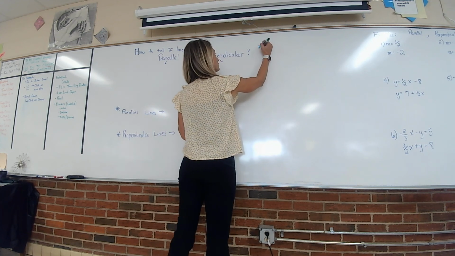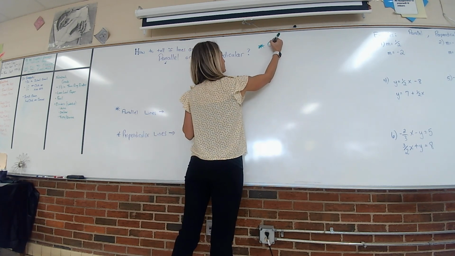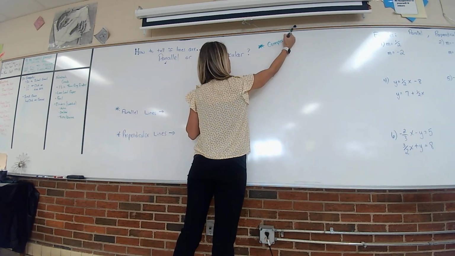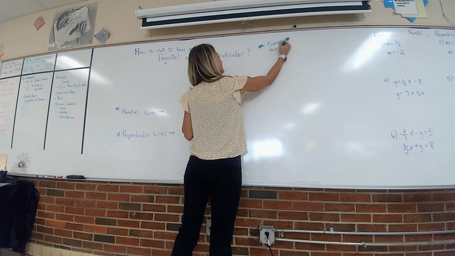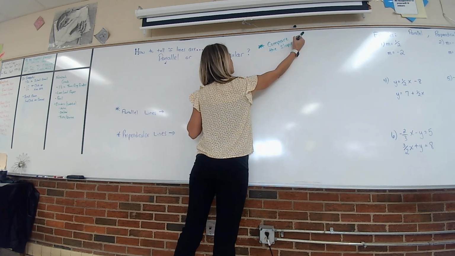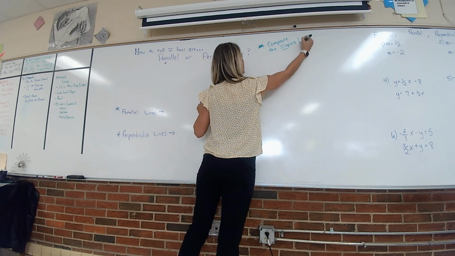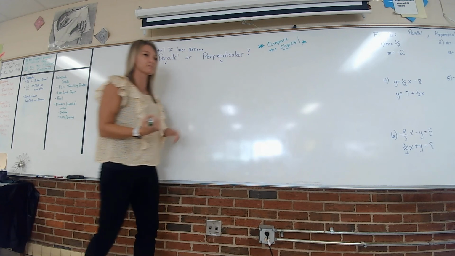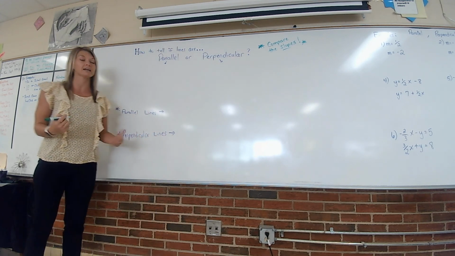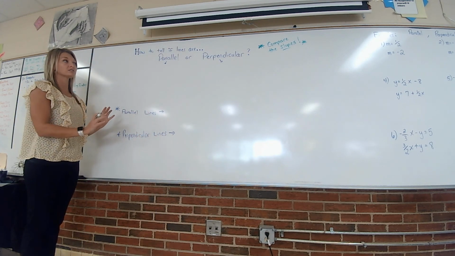So put a little star, and make sure that you remember that if they ask you if the two lines are parallel or perpendicular, you're going to compare their slopes. So that's the main thing that you have to get. All right. So that'll come along in just a minute.